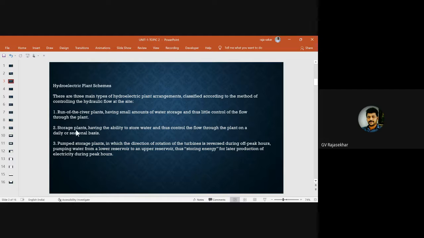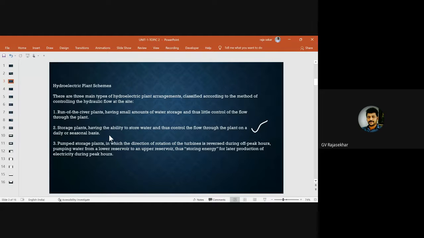The second one is storage plants, having the ability to store water and control the flow through the plant on a daily or seasonal basis. Generally, we will go for storage plants, where you can store a huge amount of water and control the water flow. If you have control of water flow, then only can you control the power output also. Because if you want to change the speed of the generator, which is connected to the turbine, the turbine speed also has to be changed. So to change the speed of the turbine, we have to control the flow of water into the turbine.